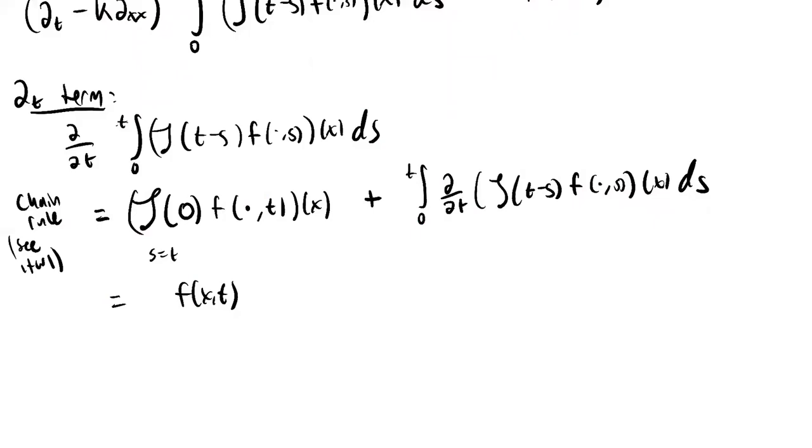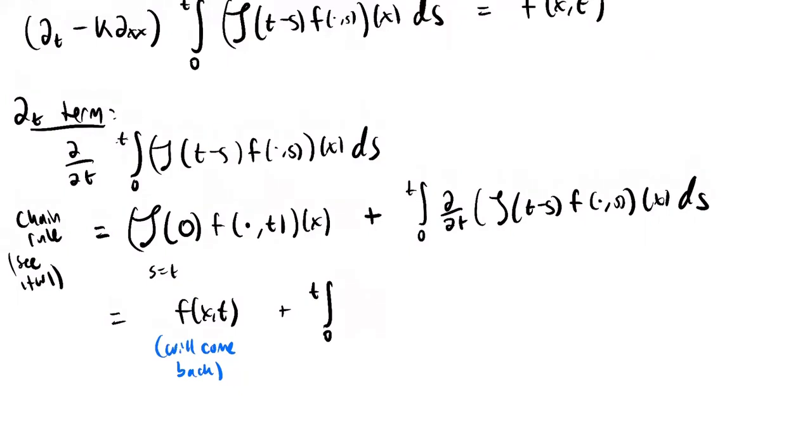Maybe that was confusing, so I'm going to elaborate on that point a little bit more in a second. This may be confusing if you haven't seen this before, but I'll explain this further in a second. And then the second term: we have the integral from 0 to t of the time derivative of the solution operator.